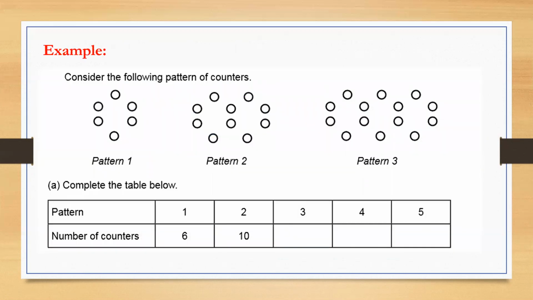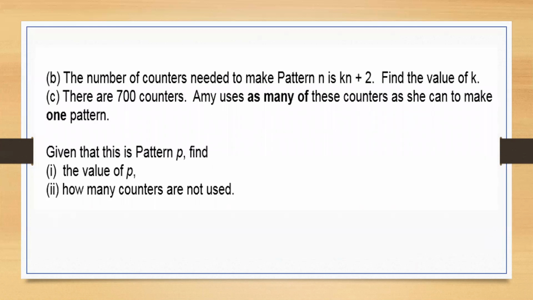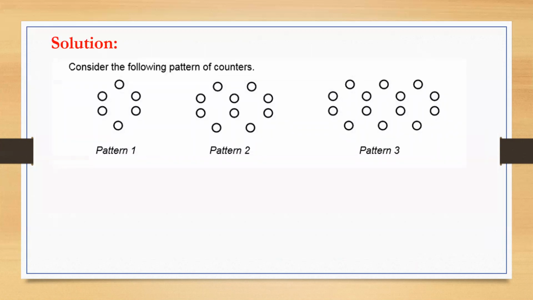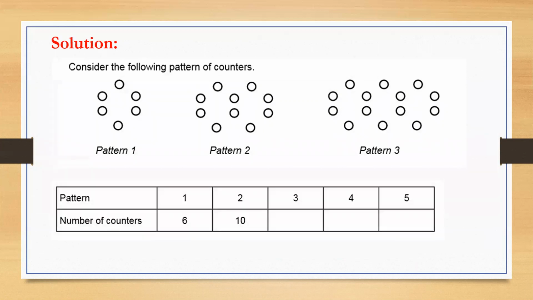Now we are going to consider this example. So consider the following pattern of counters. Part A, we need to complete the table. And then we have a few other questions. So part A, I need to consider this pattern of counters and I have to complete the table. So you can see that in pattern 1, we have 6 counters. In pattern 2, we have 10 counters. Now, what about pattern 3? Can you count how many counters we have in pattern 3?